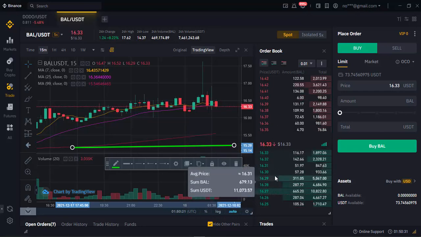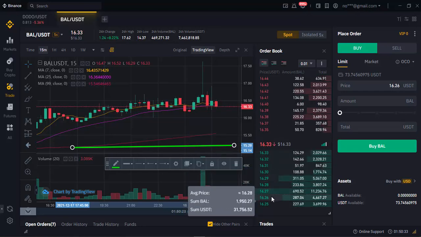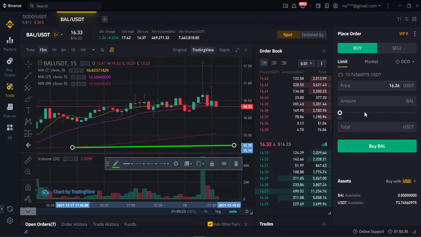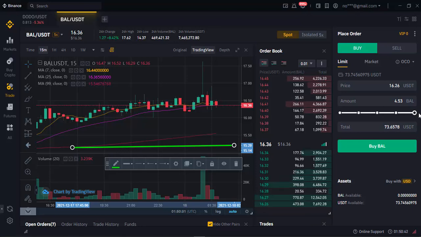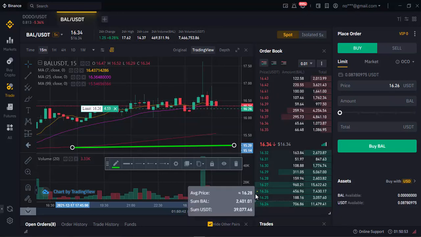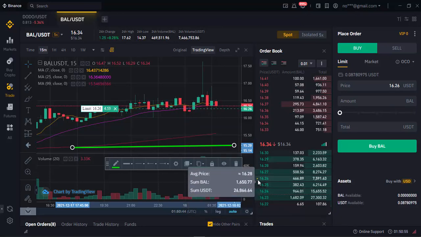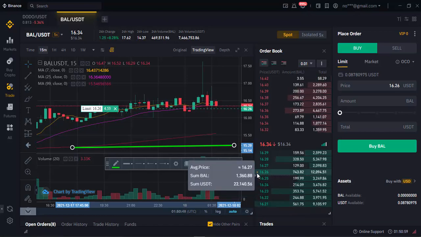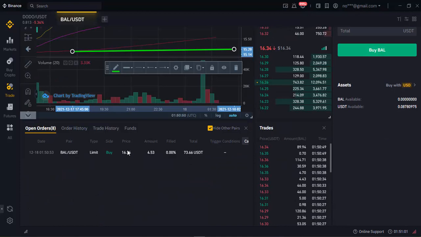Let's make use of 26. Then we use 100%, and then we click on what? Buy BAL. So let's see this. It has been placed. Now notice there's a yellow point here, which means this is where our order is. As you can see, it is going up, and when you come down, this is it.